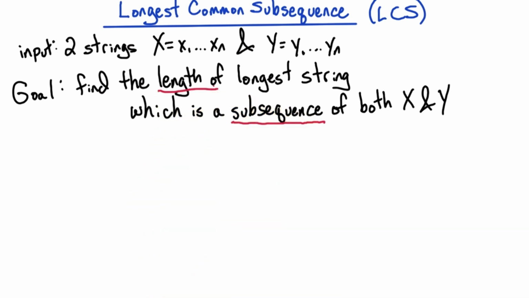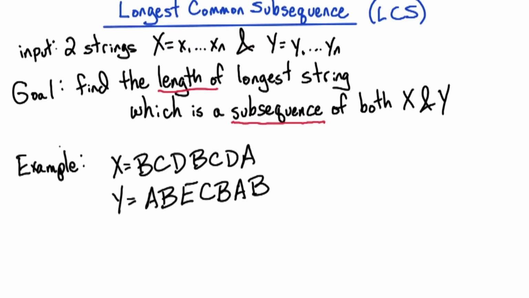and we're simply trying to output the length of this string. And if we can find the length, we can use that to find an actual string which appears as a subsequence. And we'll see how to do that at the end. Let's take a look at an example to make sure you're okay with the terminology. Here's an example with two strings of length 7. Let's do a quick check to make sure you understand the problem definition.